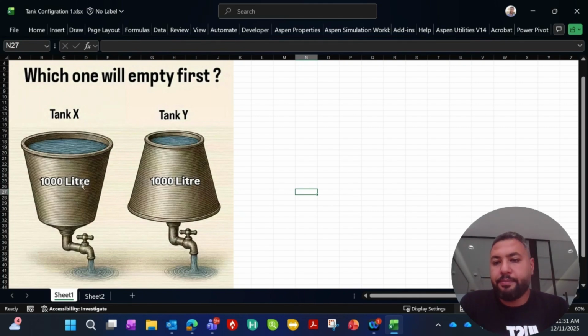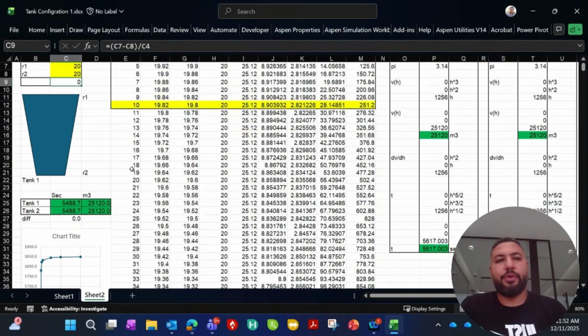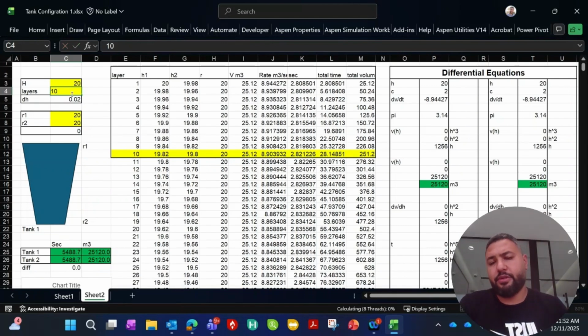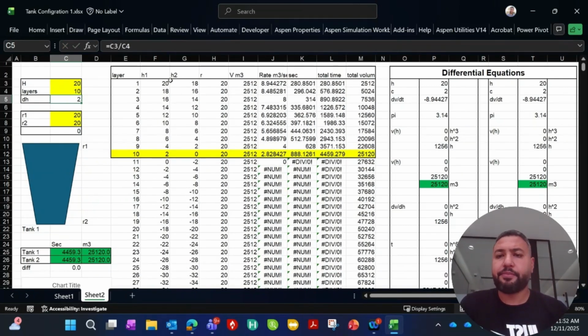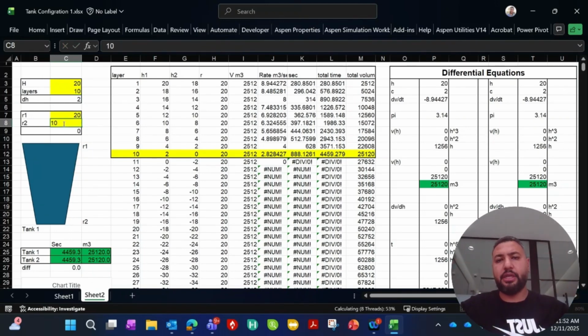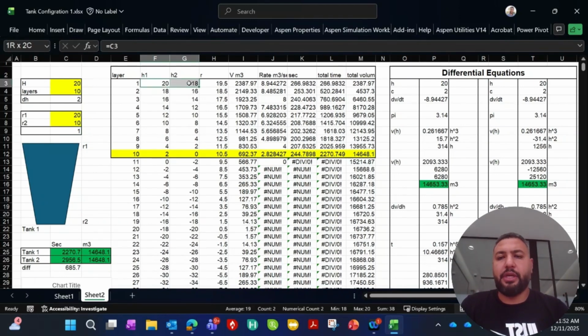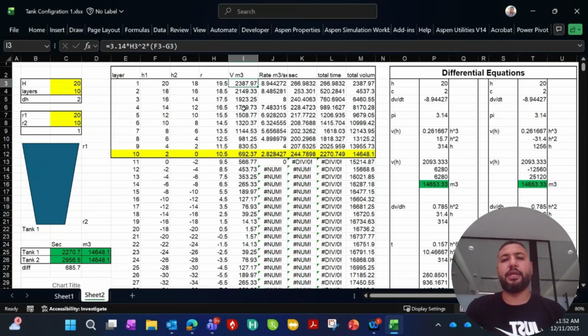Okay. So let's try to do this in Excel and see what we can do. So here, I will try to divide this tank by different layers. Let's say for the beginning we have 10 layers. And let's put 20 as the radius at the top and 10 at the bottom. So now let's see the first layer. This will be the elevation, or the difference between H1 and H2. This is the radius, and from that we can calculate the volume.